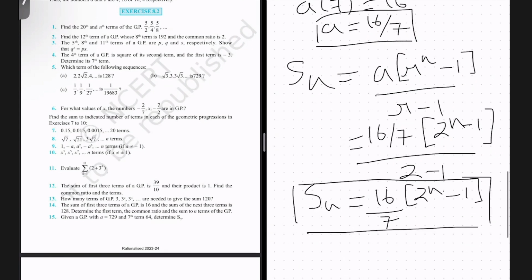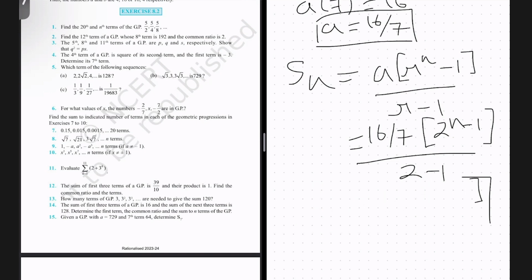Right, that was nothing but the 14th question, and we were able to solve it. We were able to find out the common ratio. We were able to find out the first term of the GP, and consecutively, we were able to derive a formula for the Sn term of the GP, right? Moving on to question number 15.